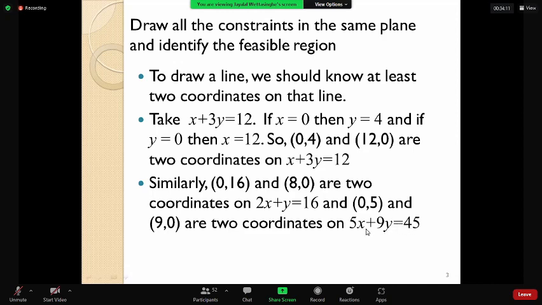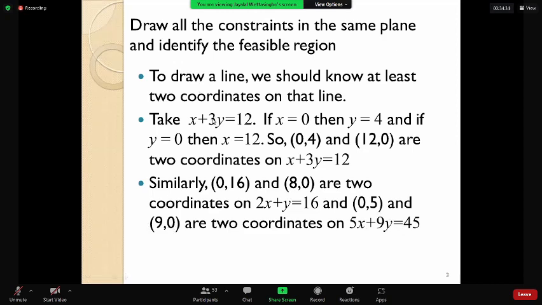Again, you can substitute x equals 0. Then 9y = 45 means y is equal to 5. So (0, 5) is one point. Next, let y be equal to 0. If y is equal to 0, 5x = 45, therefore x equals 9. So (9, 0) is another point. So we can find coordinates like that.